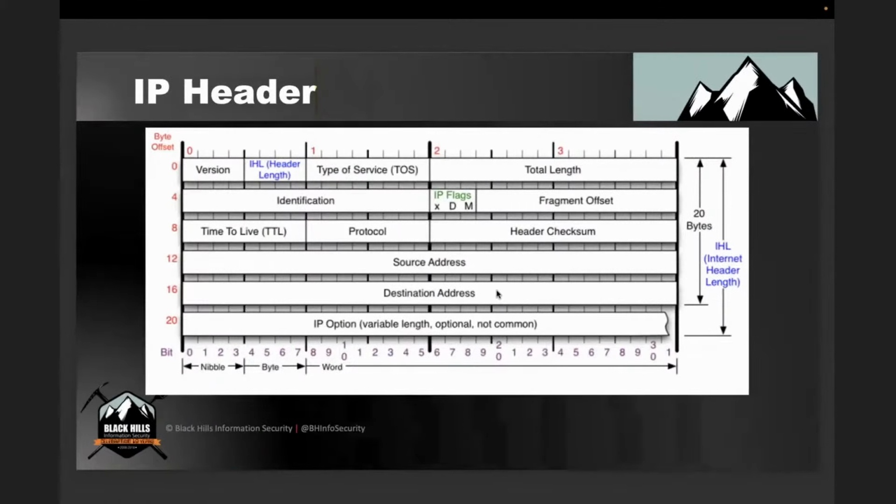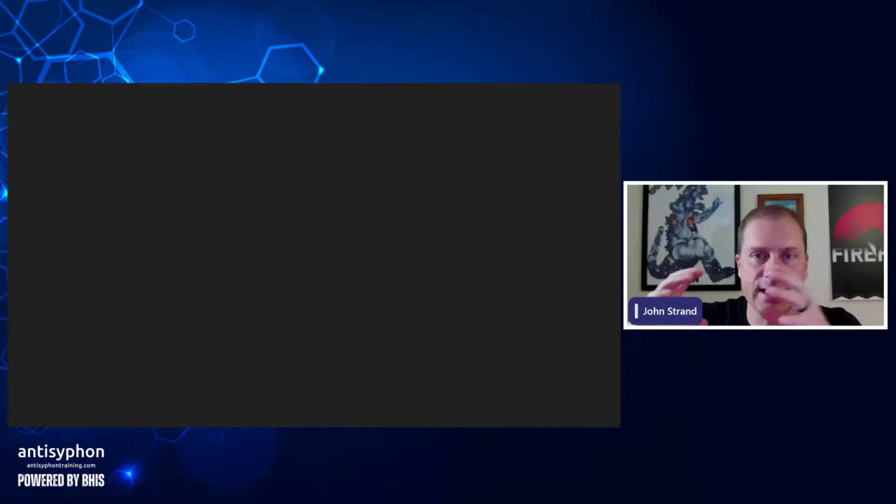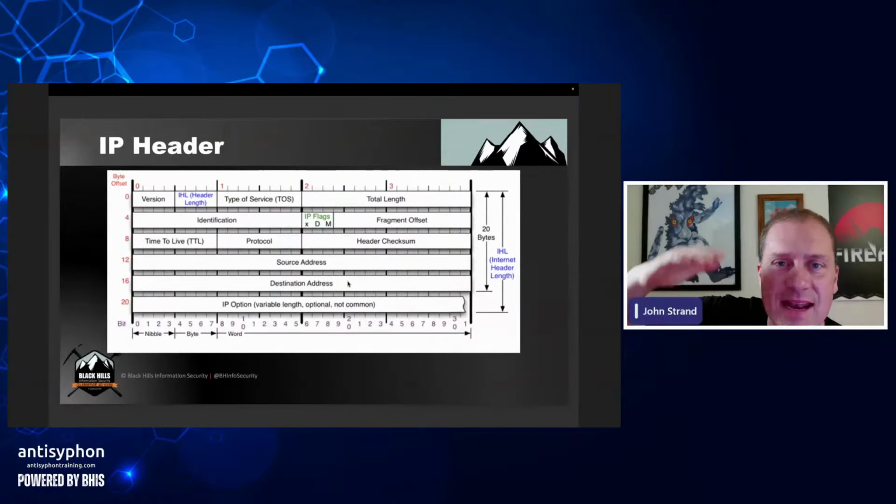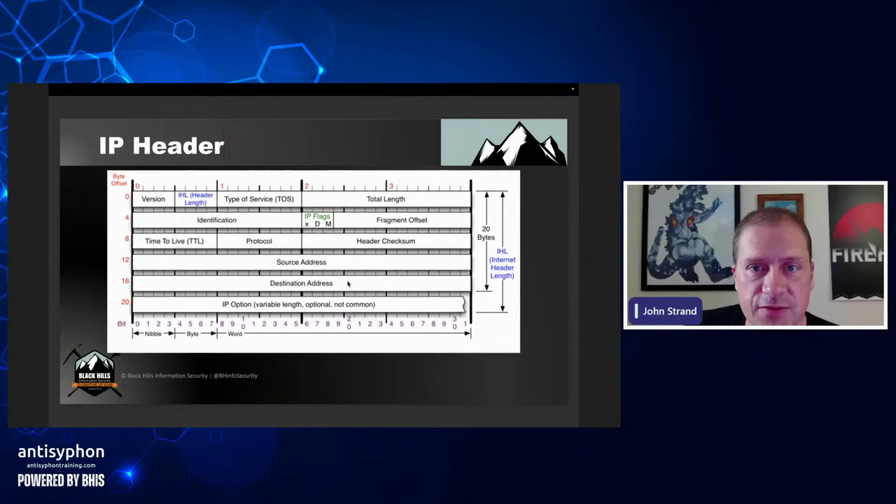But let's go back to this. So when we look at an envelope, right, we have that header information or the address information. We have the address information of the zip code, the city, the state, the street, the name, okay? We have similar information on TCP/IP headers as well. So if we look at this IP header, we have the version.